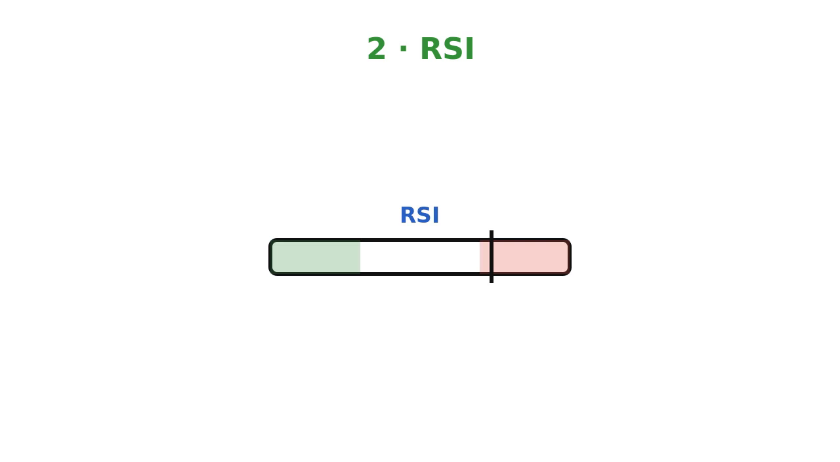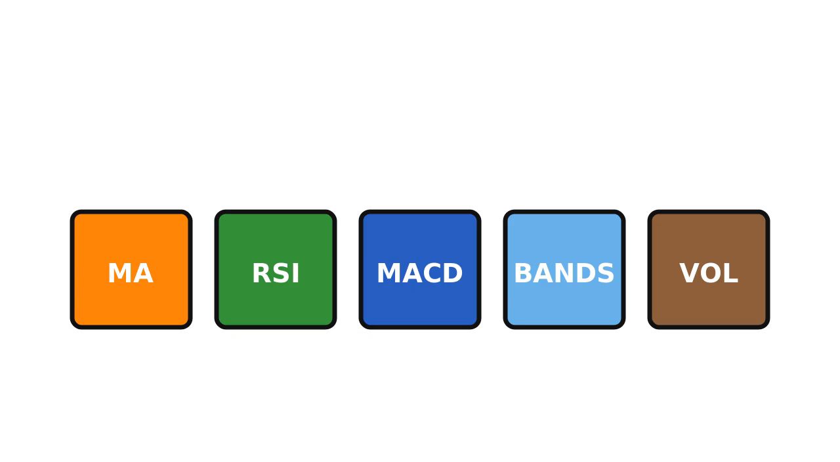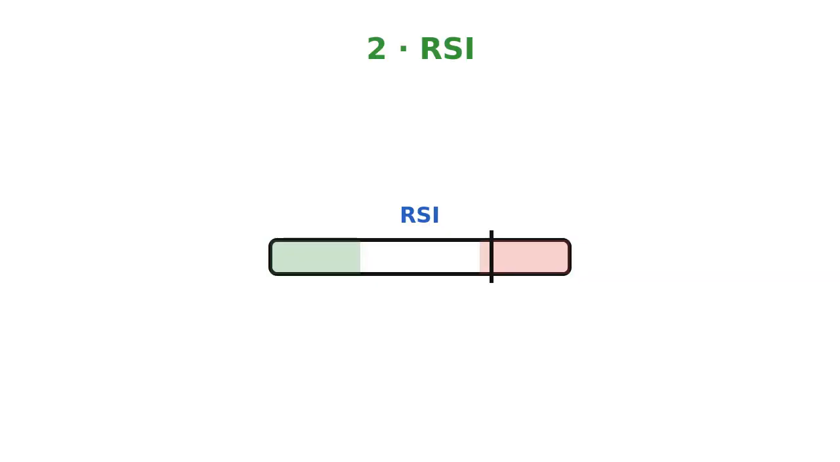Indicator 2 you already met last episode, the RSI. It is the overbought and oversold gauge, a number from 0 to 100. Above 70, the stock is stretched and pricey. Below 30, it is beaten down and potentially cheap. The RSI tells you how stretched the rubber band is right now.